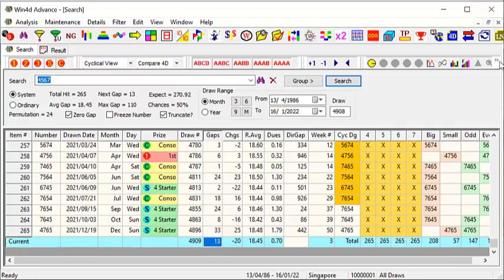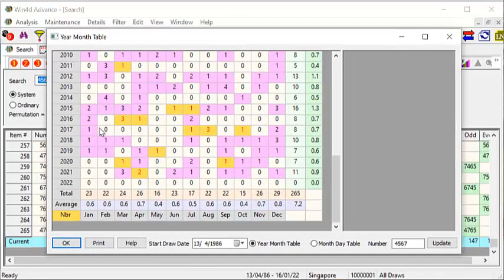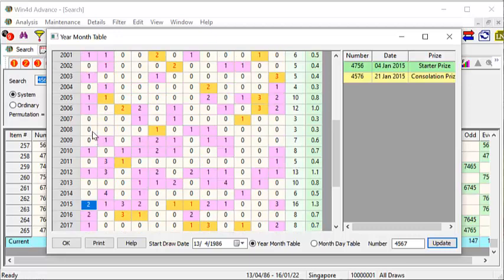Alright, now let's take a look at the year-month table. Same thing, right? Maximum 2 years. That means 2013, 2014. It went missing, but in 2015 it appeared, and it did once rest for 3 years, right? In the month of January.